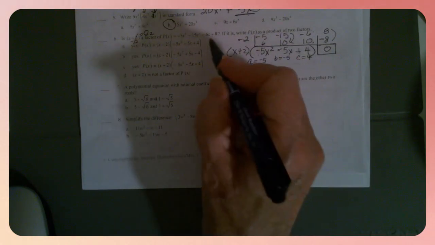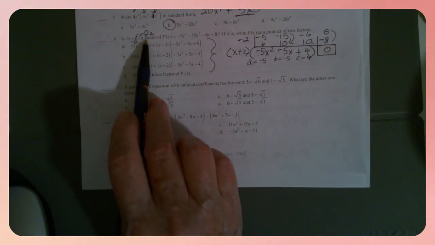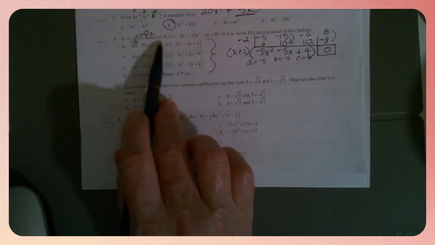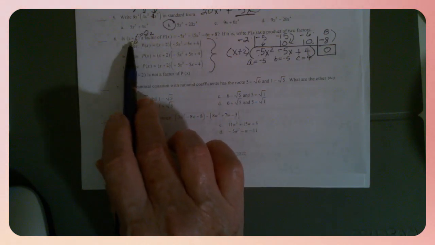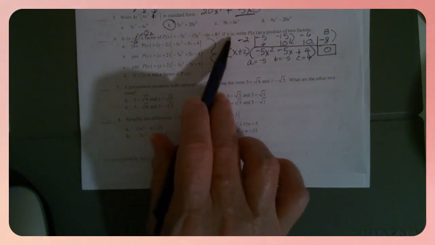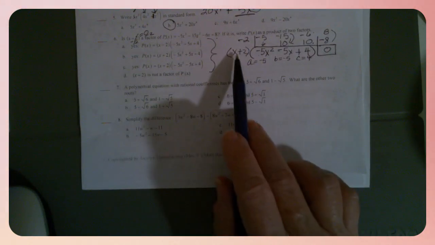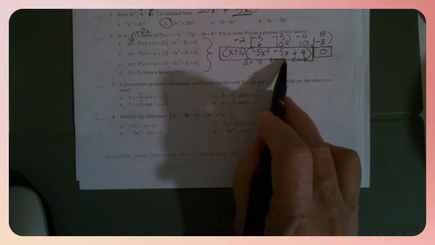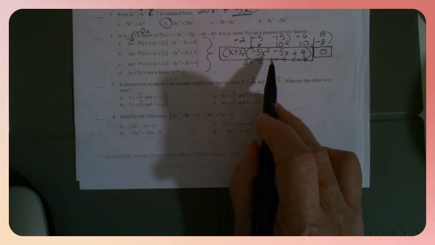I'm looking at my answer choices. I don't have to go that far because it just says, is this a factor of this? And if it is, write it as a product of two factors. So I have my two factors right here. This is my answer. I don't have to divide it anymore. If it said as three factors, then you would use your quadratic formula.